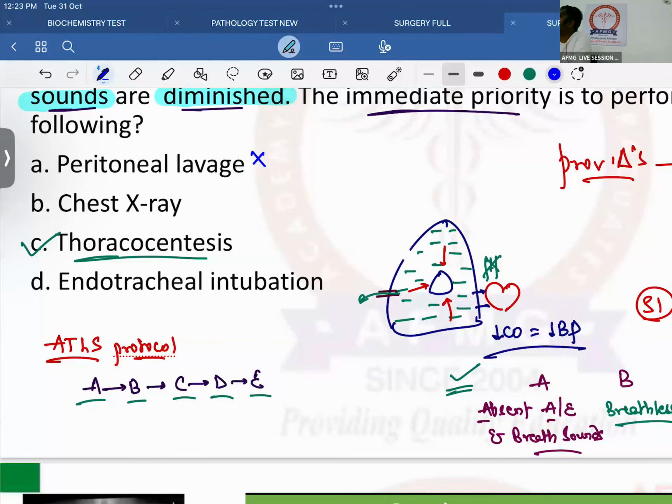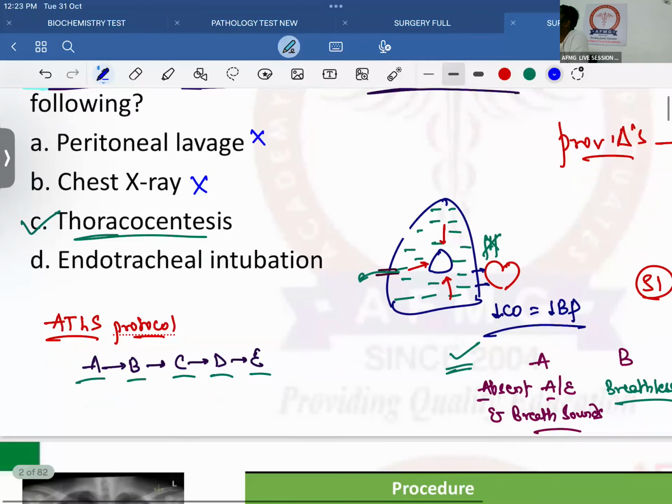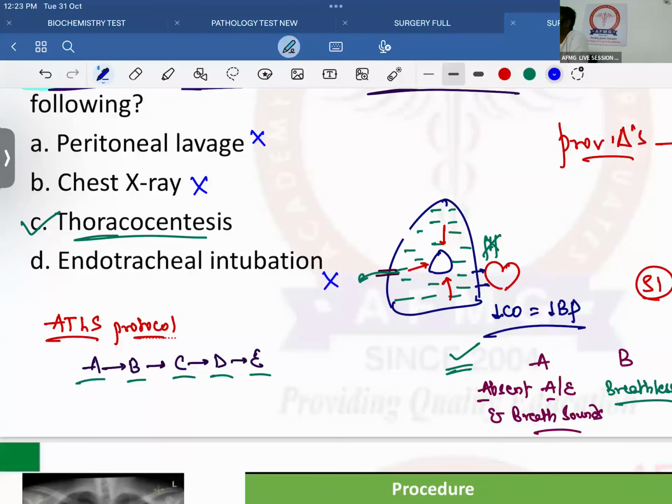एंड नेक्स्ट इंपॉर्टेंट इज वी नो कि क्लिनिकल डायग्नोसिस ऑफ टेंशन pneumothorax कैन बी मेड एंड वी कैन डायरेक्टली गो फॉर thoracocentesis. डू वी नीड अ चेस्ट एक्सरे टू मेक अ diagnosis? No. So not a chest X-ray. Endotracheal intubation बेटा, endotracheal intubation हम करेंगे, but important is it the immediate priority?